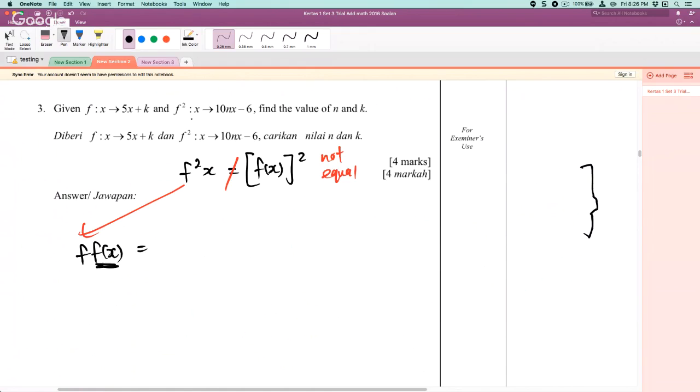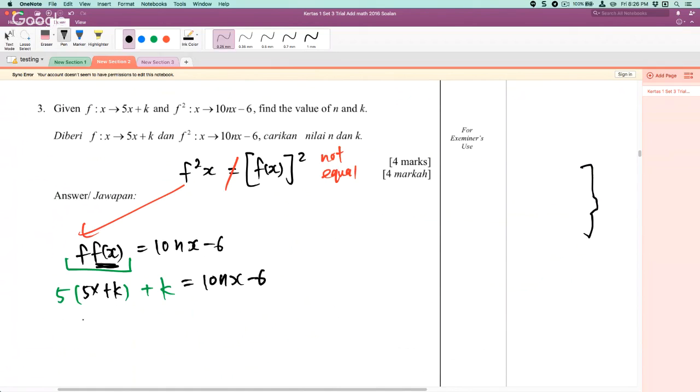So the question tells me f squared of x equals 10nx minus 6. Therefore, on this side itself, I will substitute f(x) into the f(x). You see what happens if I substitute f(x) into f(x)? My f(x) is 5x plus k. So what is my x here? My x here will be f(x), so f(x) is 5x plus k. This is how I substitute f(x) into the f(x).